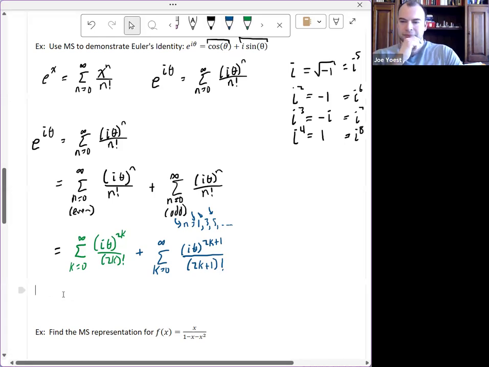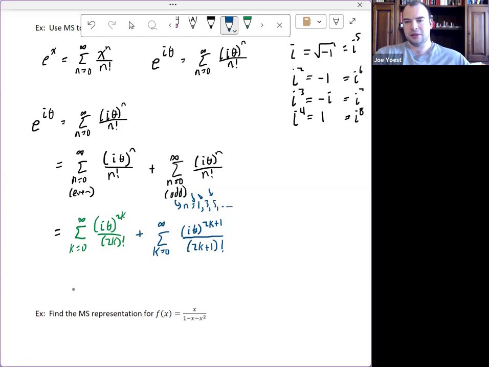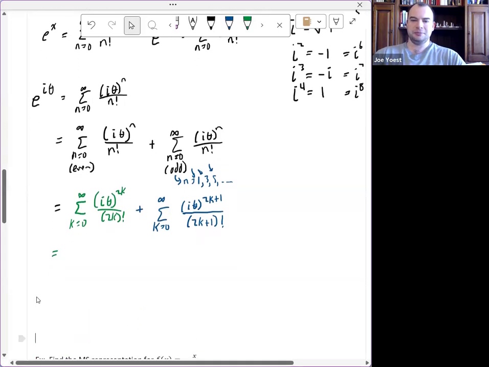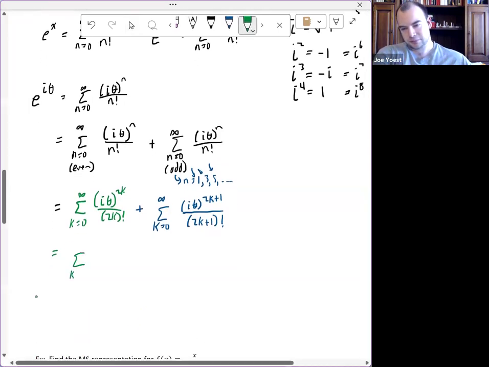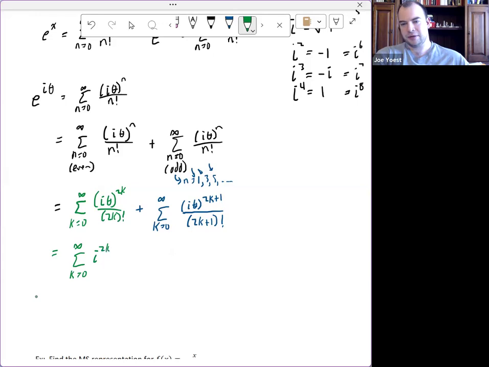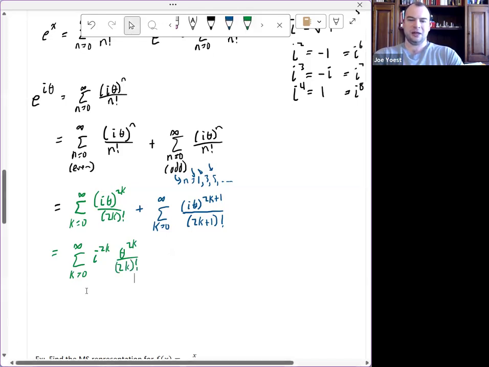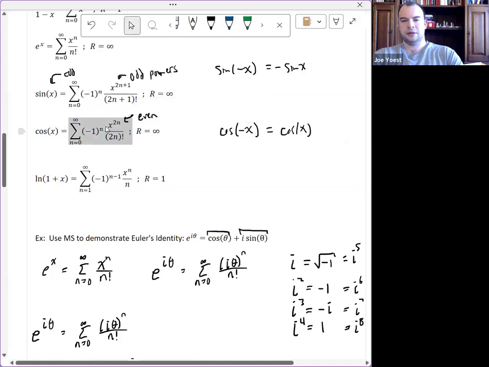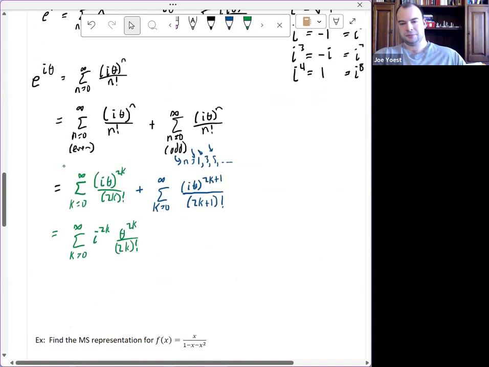Okay. So now if I come back to my even powers, I see that I have an i to the 2k times theta to the 2k over 2k factorial. This is the thing that I want to look like cosine. And I do have this theta to the 2k over 2k factorial bit. This part already matches up.